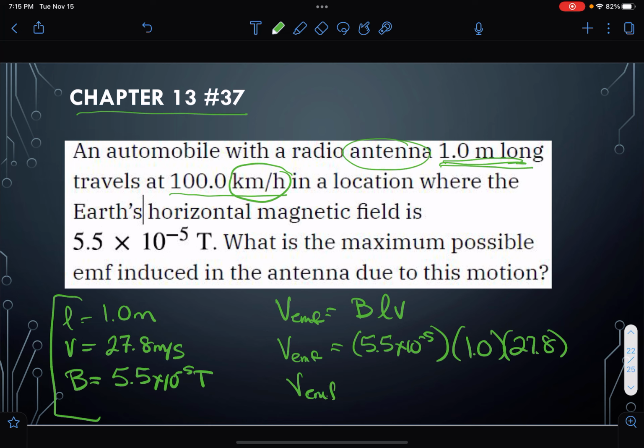So when we calculate this all out, we get a tiny little voltage, which is good because it's on an antenna. So there you go.